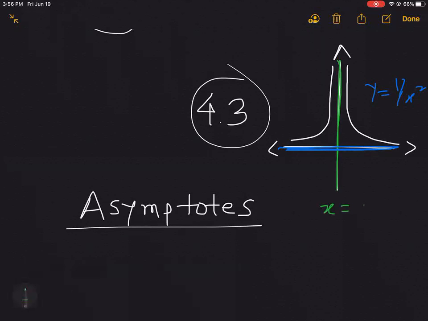For this rational function, this green line, x equals 0, is an asymptote. This blue line, y equals 0, is also an asymptote. Asymptote means your graph will approach very close to that line, but it will never cross it. It won't even touch it, okay? As you can see that.